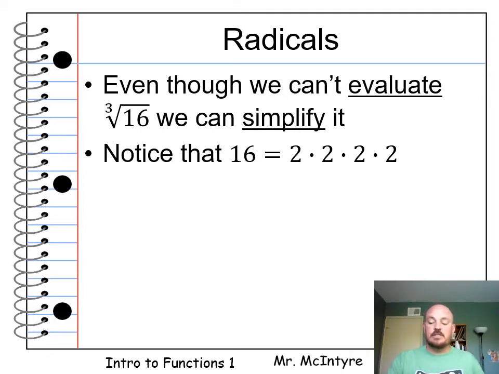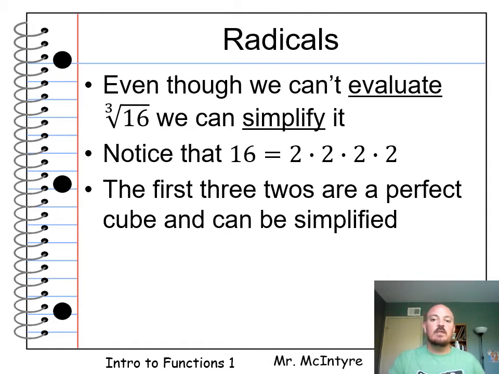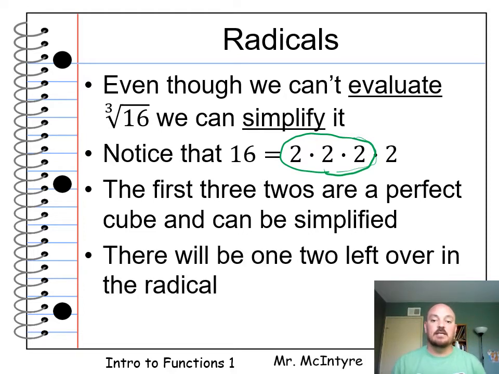So I want you guys to notice that 16 is 2 times 2 times 2 times another 2. It's actually 2 to the 4th power. Now, the first 3 2's in there, it really could be any 3 of the 2's. But let's say those first 3 2's there are a perfect cube, and that part can be simplified. Well, what's going to happen is after you do that, there's going to be one left over here. And that one stays in the radical.